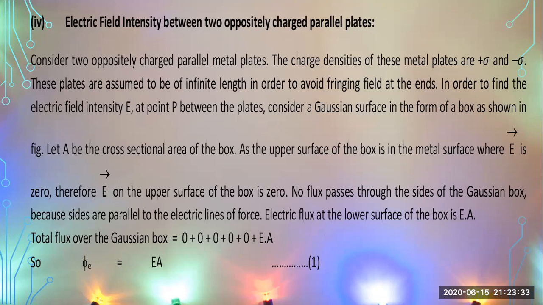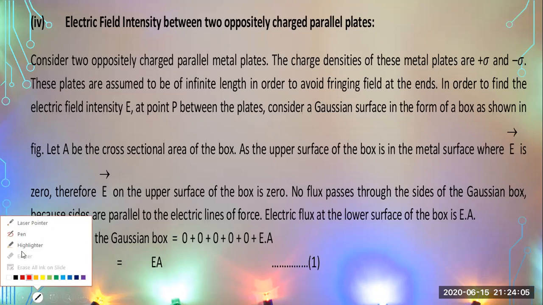We calculated electric intensity by applying Gauss's law. Now, another application of Gauss's law. This one is the last application of Gauss's law which we will study during this course. So it is the electric field intensity between two oppositely charged plates. Basically, in this class we will learn how the electric field intensity is calculated in the case of two oppositely charged plates.